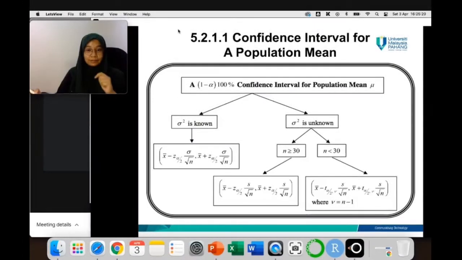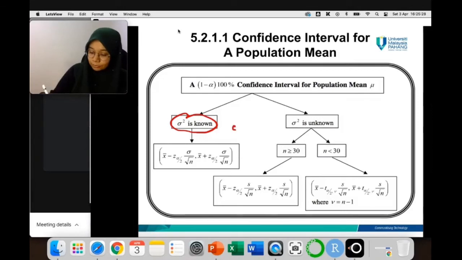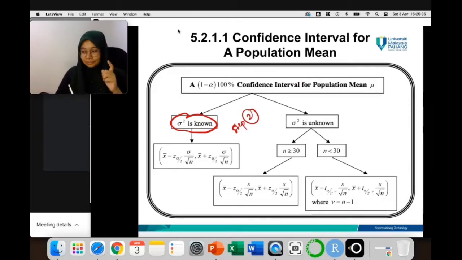Using X bar, there are 3 conditions. First condition is sigma square is known. Apa maksud sigma square is known? Okay, ini penting untuk step number 2. What is step number 2? Kita nak cari test statistik. Salah. Sorry. Saya campur dengan confidence interval. Okay, sorry. This one is for you to find the A and B, the lower limit and the upper limit. The formula. Okay, formula ni yang kita akan masukkan dalam R.